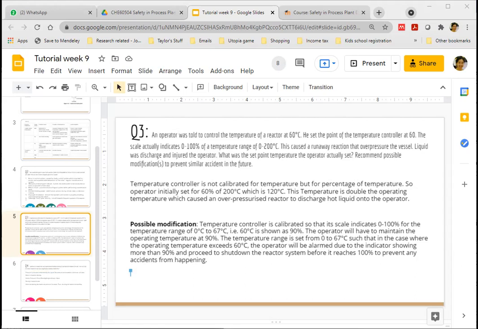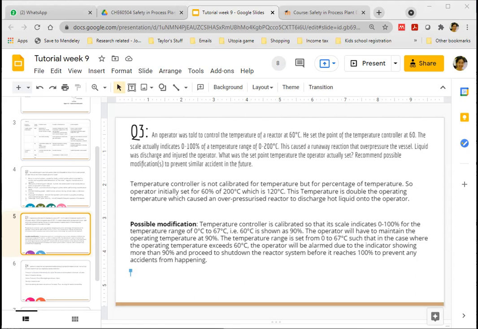So when they set it to 60, it means it's actually 120 degrees Celsius. Yeah, because in the question it says he set the point of the temperature controller at 60, but it wasn't clearly indicated whether it was degrees Celsius or percentage. But the next sentence states that the scale actually indicates percentage, and if you link back to the previous sentence, it says he set the point of the temperature controller at 60, which means 60%.